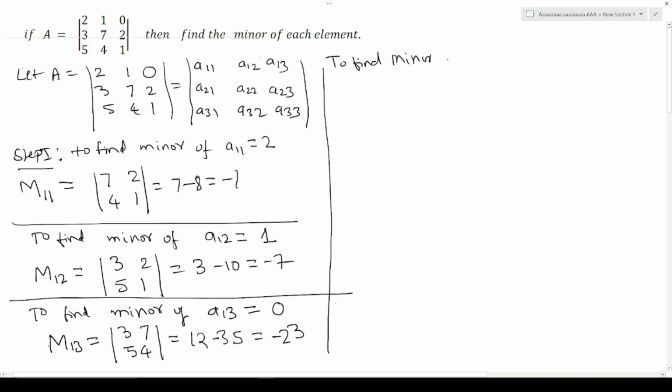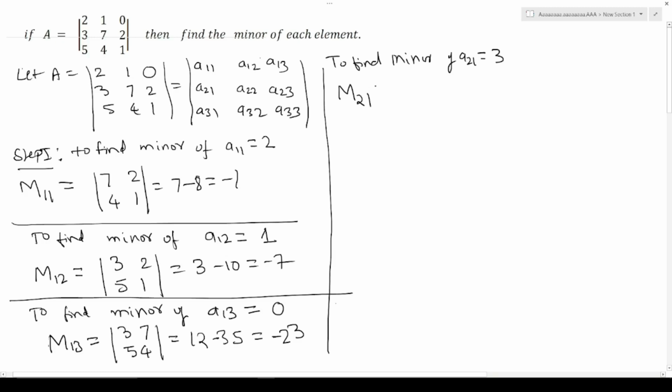After that, to find the minor of A21 equals 3, that is M21. To find M21, you omit the second row and first column. Second row and first column. What is left?